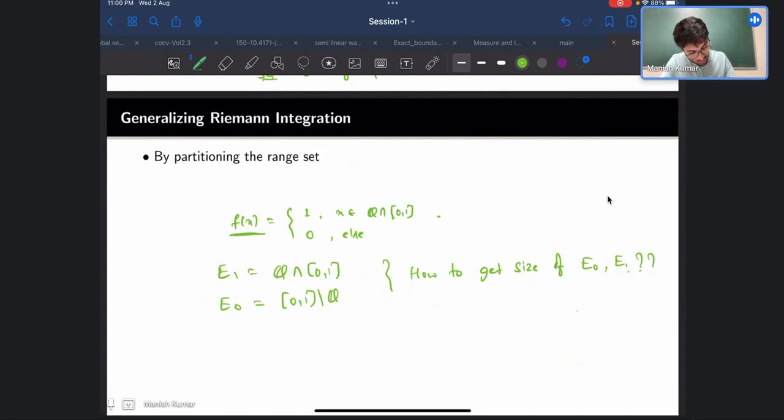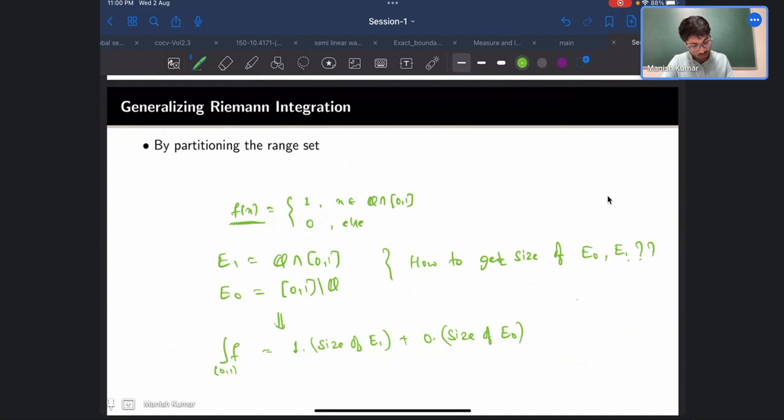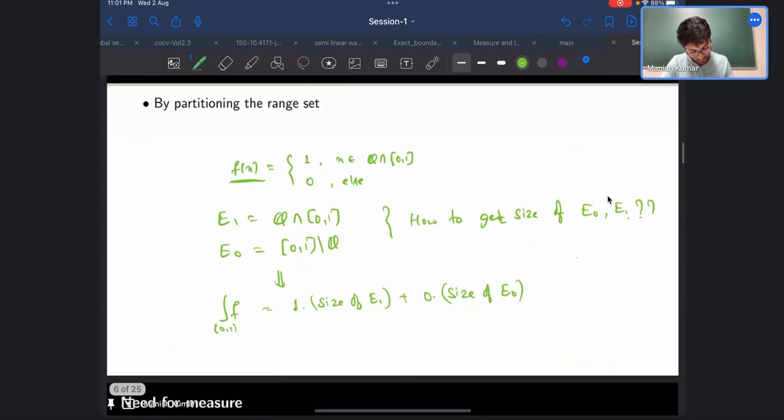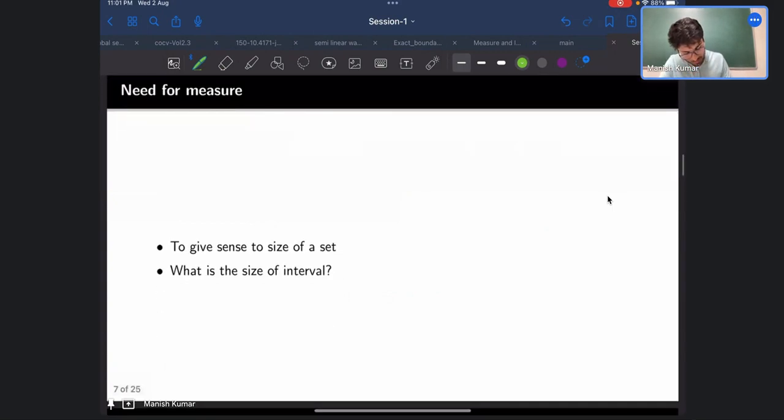Because this would mean that the integral of f on the interval 0 1 is 1 times size of E1 plus 0 times size of E0. So this is the reason why we want to get some notion of measure. So this is what I have written, that we want to make sense of size of any set. Whatever set we choose, can we measure it or not? So that would be the question.